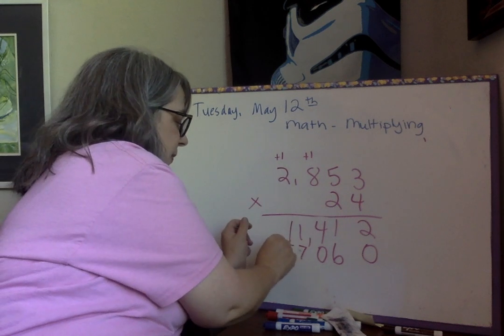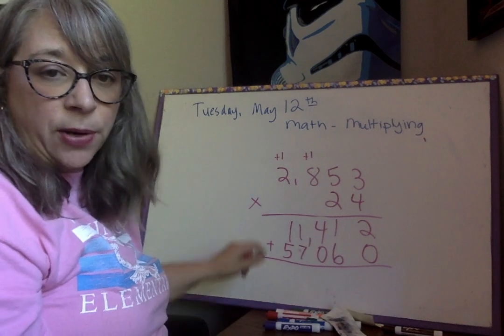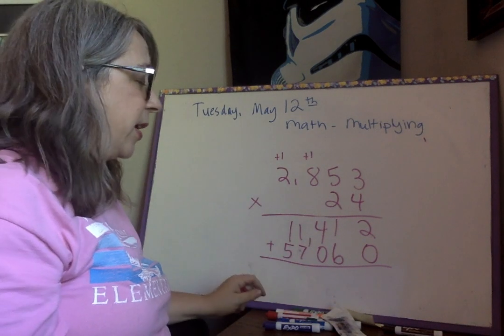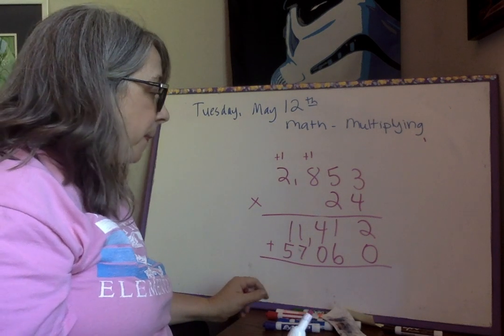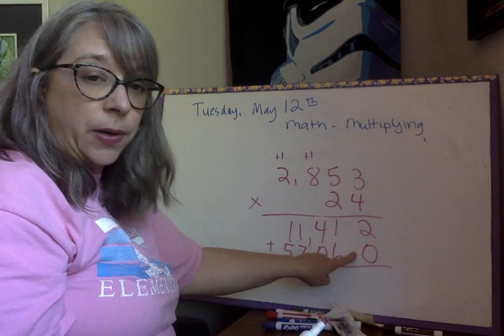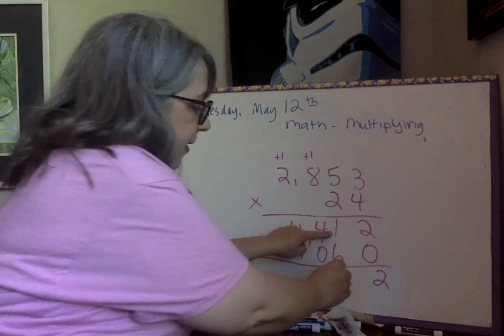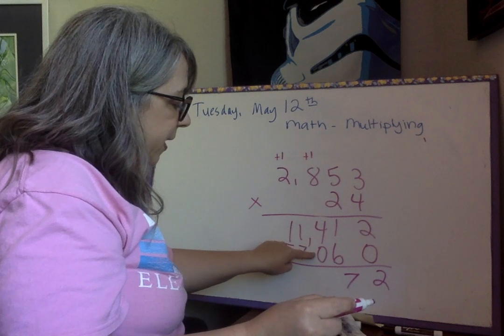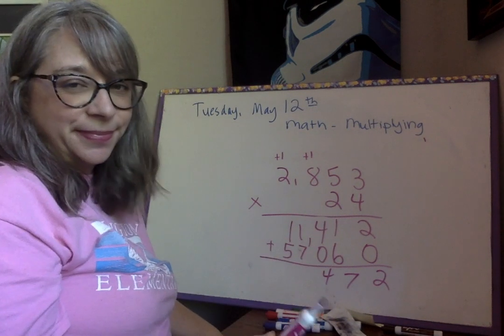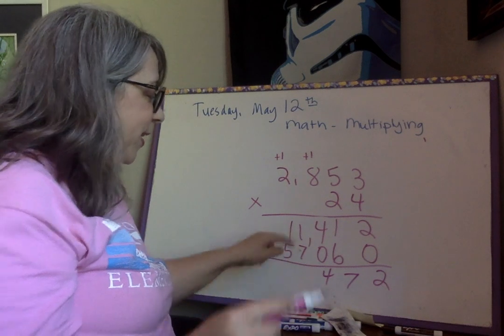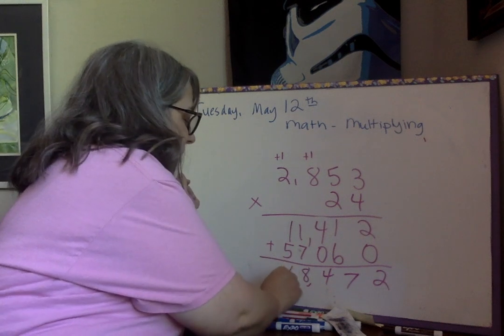Plus 1 is 5. Now we're going to add all of these up, because we are not going to add 2,853 24 times. That would take a very long time. So 2 plus 0 is 2. 6 plus 1 is 7. 4 plus 0 is 4. 8. 7 plus 1 is 8. And 5 plus 1 is 6.